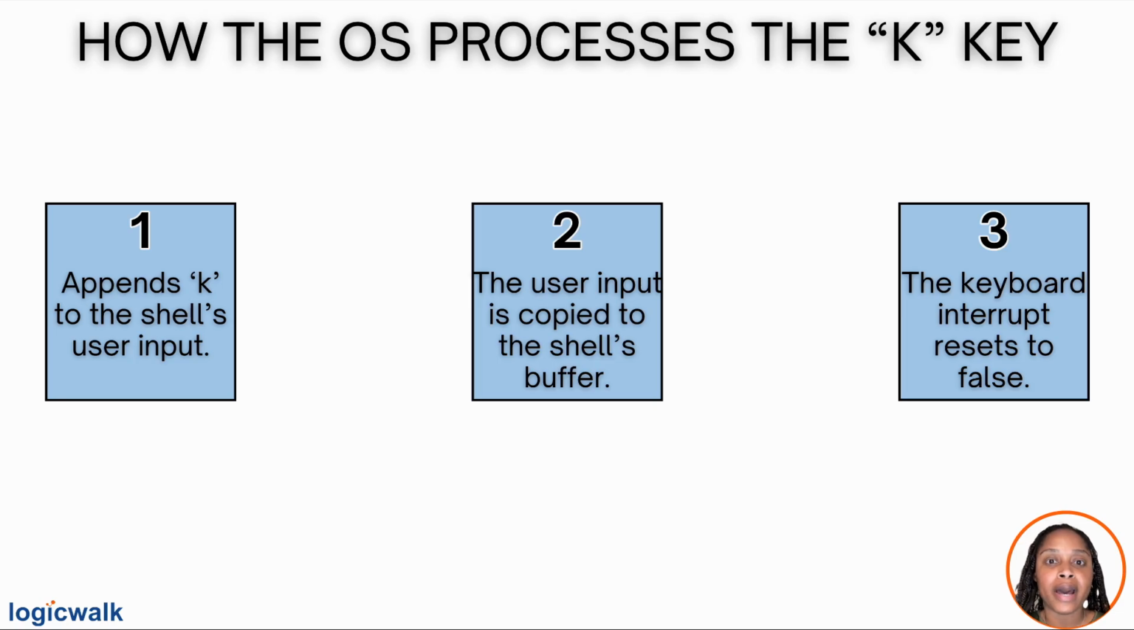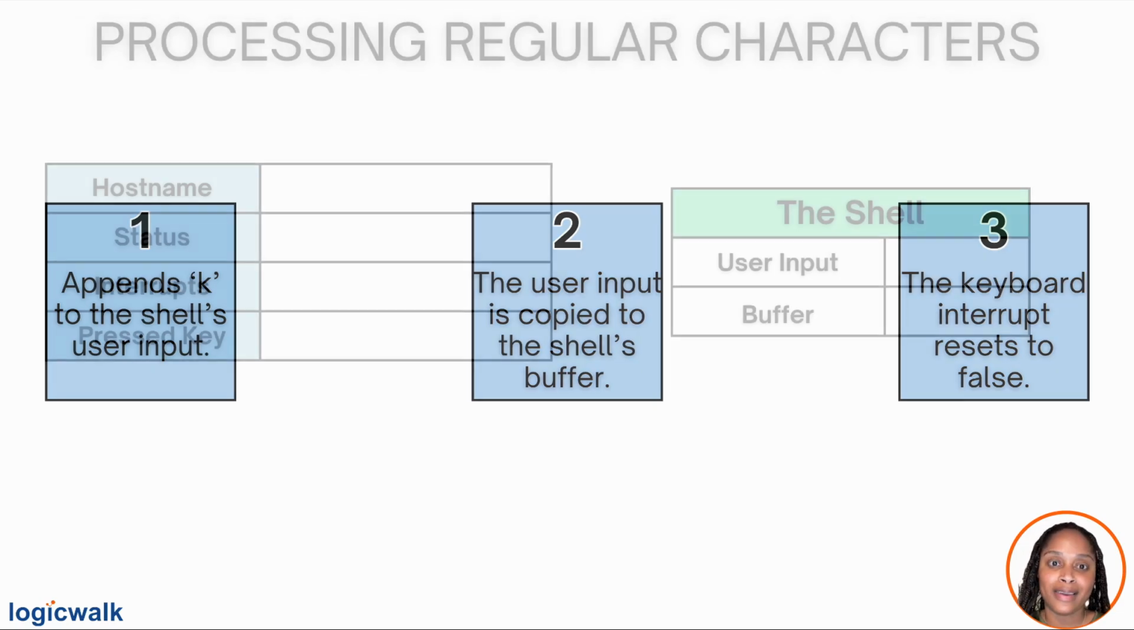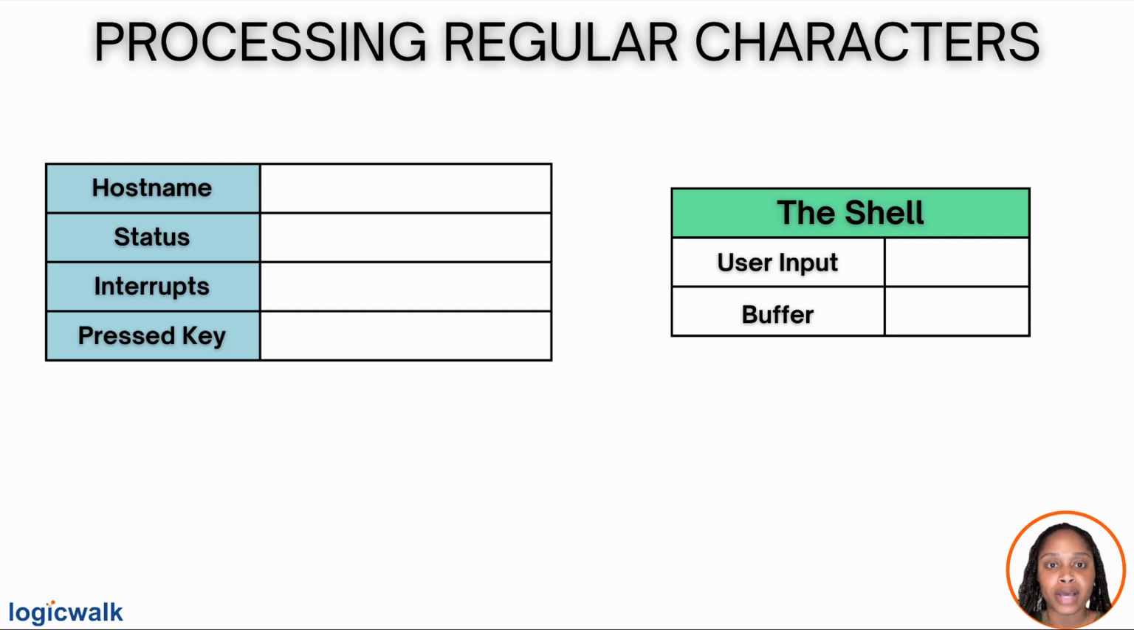Now let's walk through the entire process for another example, when the user presses the P key. At the instant the key is pressed, the state of the simulator looks like this. The host name is computer 1, the status is idle, the keyboard interrupt is true, the pressed key is P, the user input in the shell is empty, and the shell buffer still holds the prompt, showing that the shell is ready for more commands.